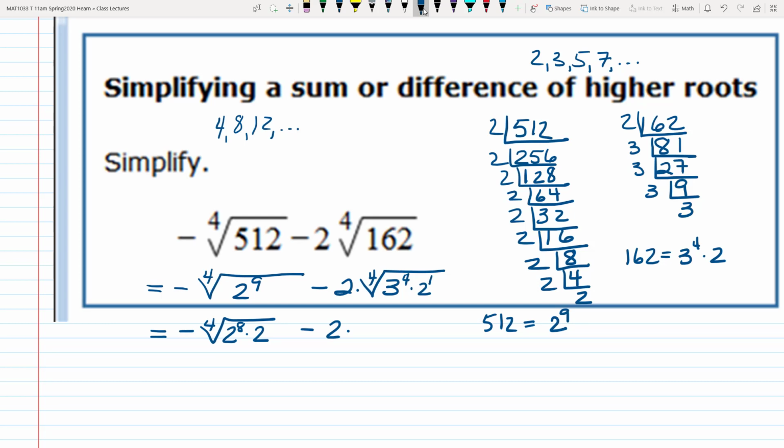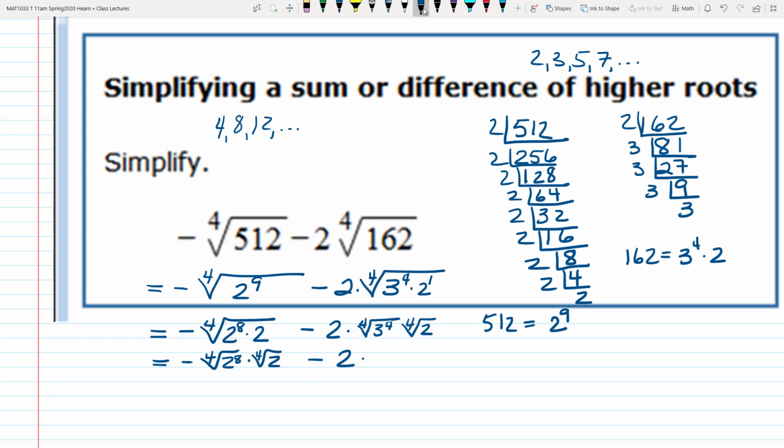Neither of these is a power bigger than 4, so I don't have to break anything apart as far as the bases go, but I do break this into 2 separate radicals. The one with the perfect 4th power times the one with the factor that's not got a power of 4. The perfect and the leftovers. All right, I'm going to do the same thing over here. This is going to be negative 4th root of 2 to the 8th times the 4th root of 2.